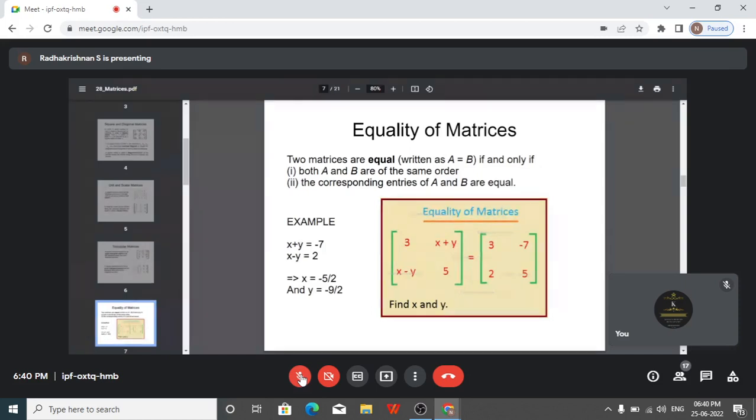That 3 is already equal to 3, and x plus y must be equal to minus 7, and x minus y should be equal to 2. 5 is already equal to 5. So in such problems, you find x and y: write x plus y equal to minus 7, x minus y equal to 2, and solve for x and y. So two matrices are equal when both A and B are of the same order and the corresponding entries of A and B are equal.